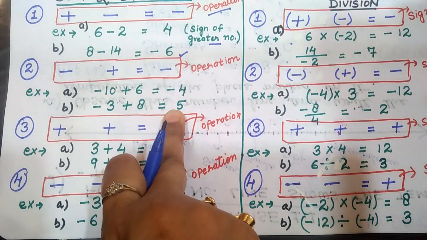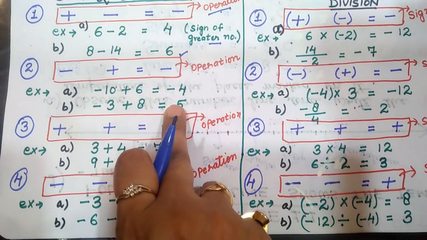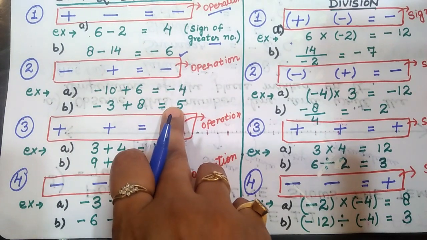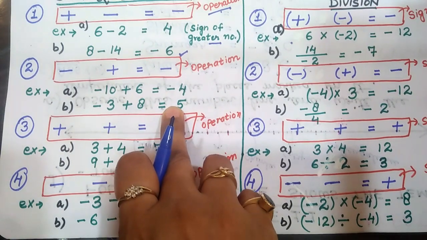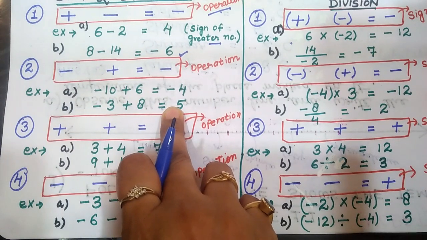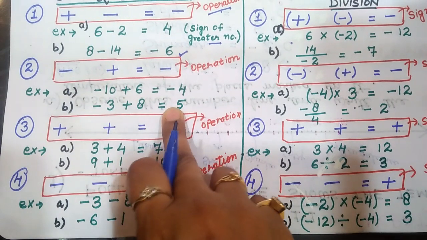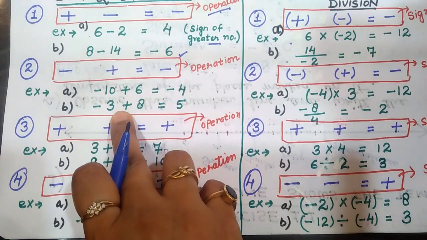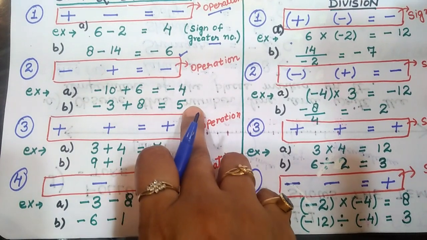Now minus 3 plus 8. Now 8 is greater, so the sign of 8, that is plus, will come in the answer, and we need not write plus. If nothing is written, it means plus. We will write only negative. And if you have written plus 5, it doesn't mean your answer is wrong. But generally we do not write it because there are various questions and how will we write plus in each question? So minus 3 plus 8 is equal to plus 5.